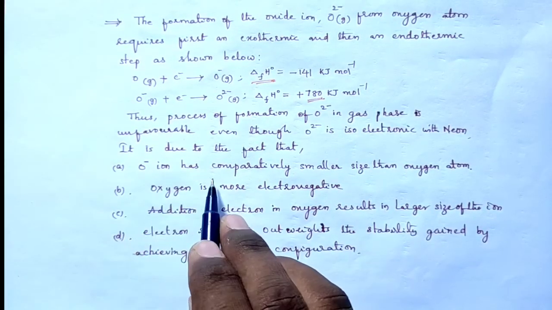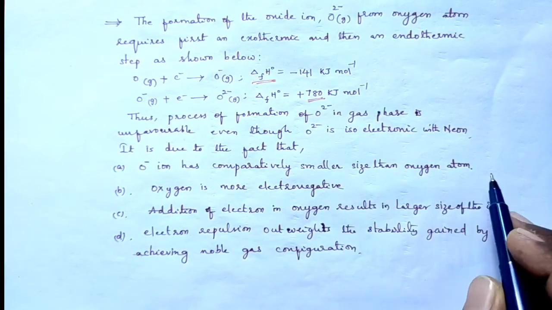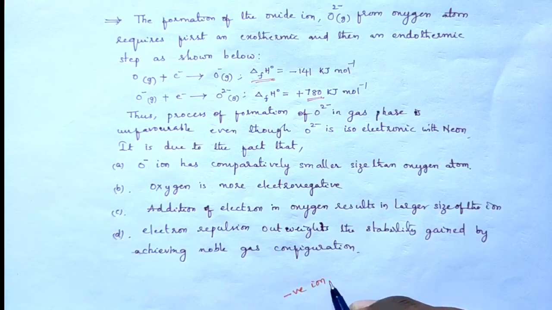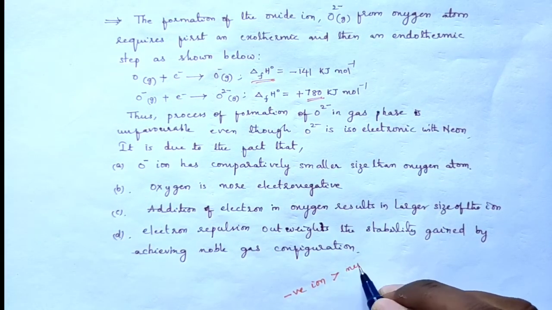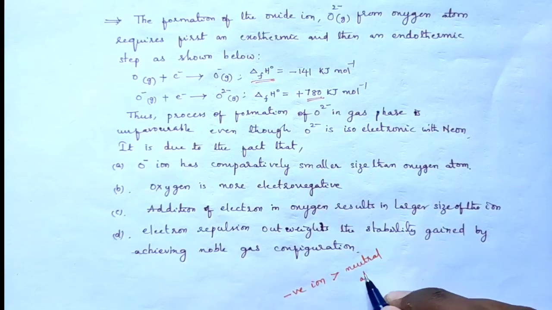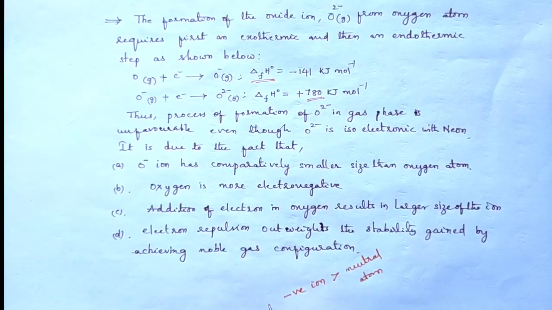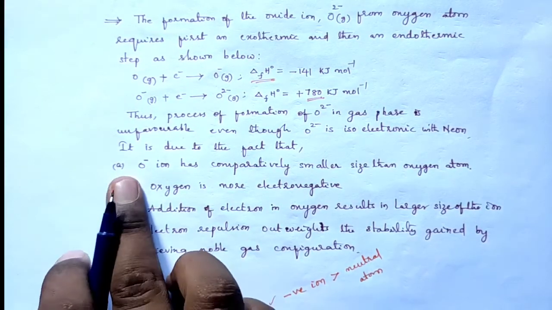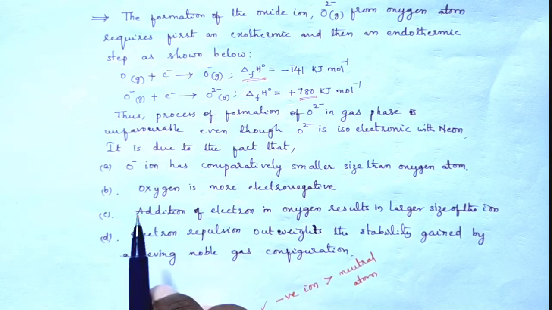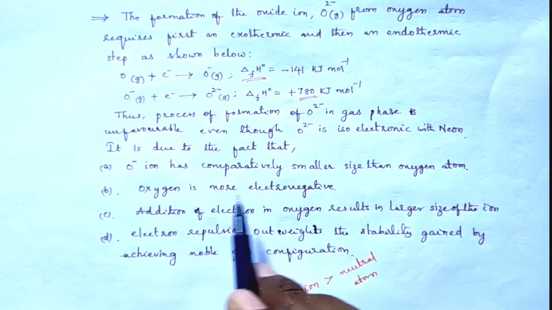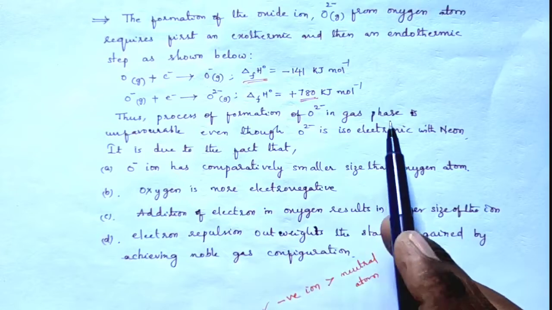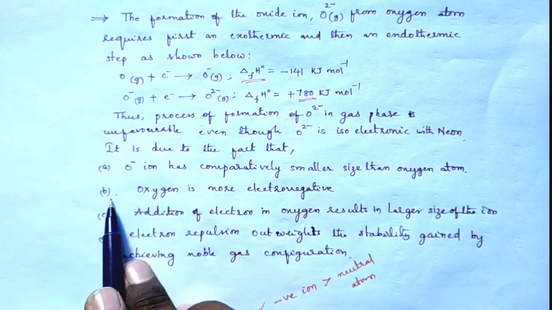Option A: O minus ion has comparatively smaller size than oxygen atom. We know that a negative ion will always have a larger size than its neutral atom. So this is a fact: negative ion size is always greater than neutral atom size. So option A is wrong. Let us discuss option B. Oxygen is more electronegative. Electronegativity of oxygen does not influence the formation of O2 minus in gaseous phase. So option B is also wrong.